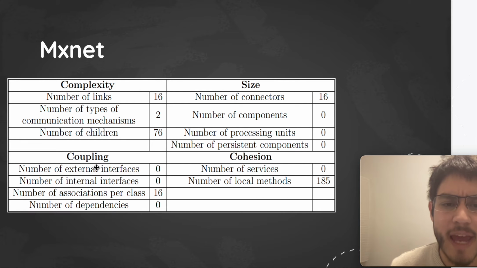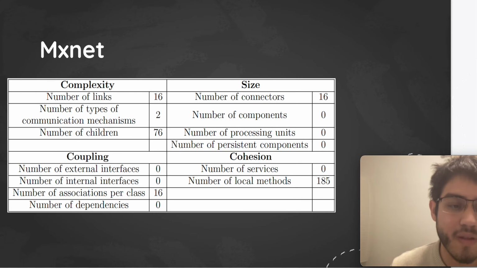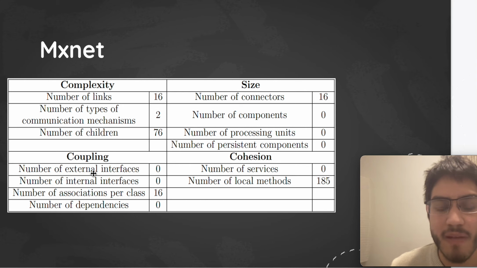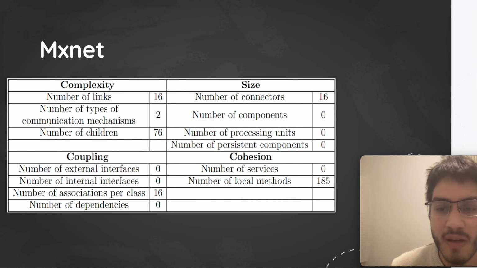We have also MXNet, and this one has 185 local methods, 67 children, and 6 in the association per class. So this one would be in the middle. Maybe this is the one that has more of everything, but it is a little bit more maintainable, I would say. And also we have here a summary.